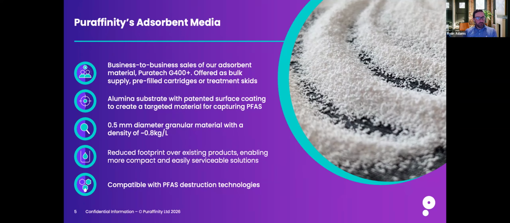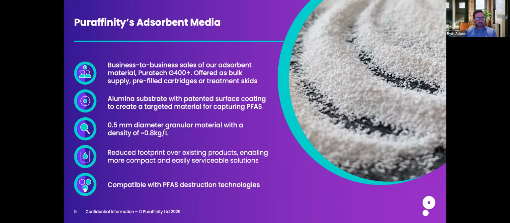So our business to business sales of the media are offered as bulk supply, pre-filled cartridges and treatment skids, more so for the environmental remediation side of the business. AFFF, things of that nature. My European colleagues have been doing a lot of work with that over there, but definitely offered as bulk. And then we have some skids for the other industries as well outside of the POE space.